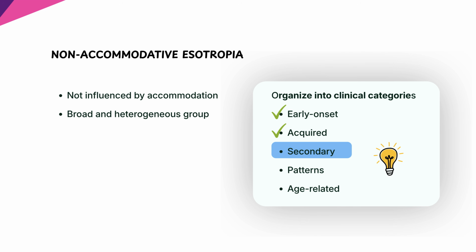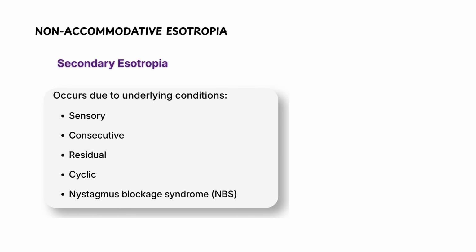The third category of patients with esotropia are the ones with secondary esotropia. So some esotropias can occur due to an underlying problem. Here we have the sensory esotropia, consecutive esotropia, residual esotropia, cyclic esotropia, and the nystagmus blockage syndrome.